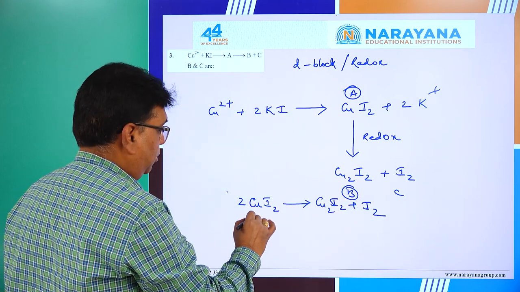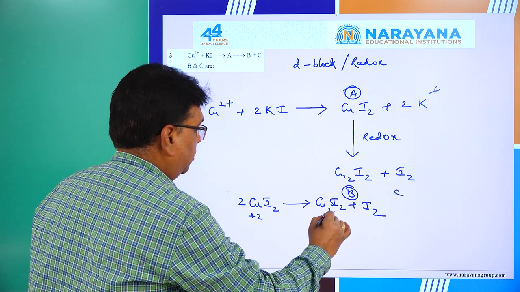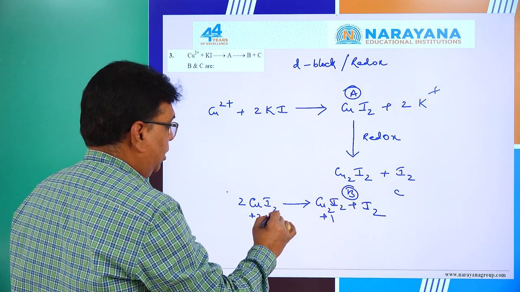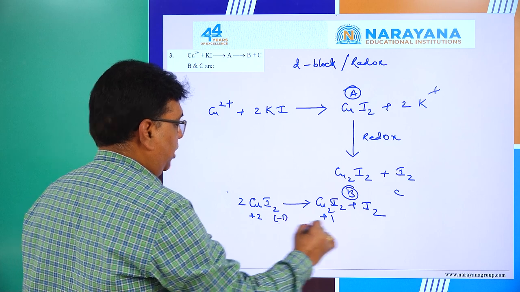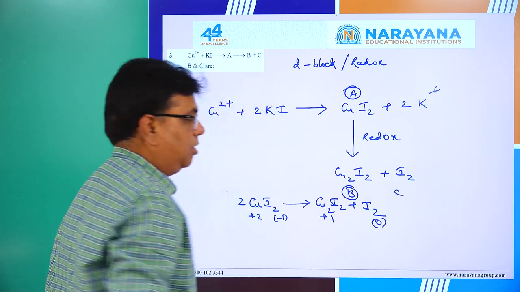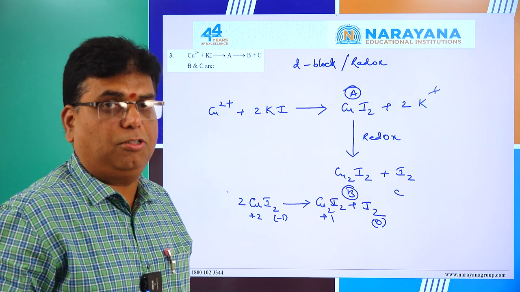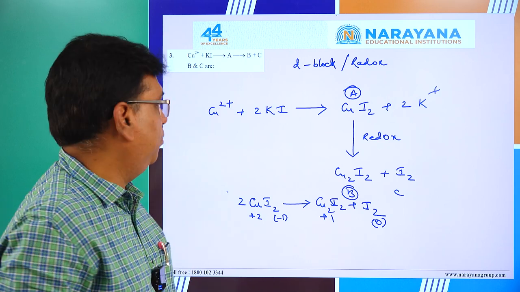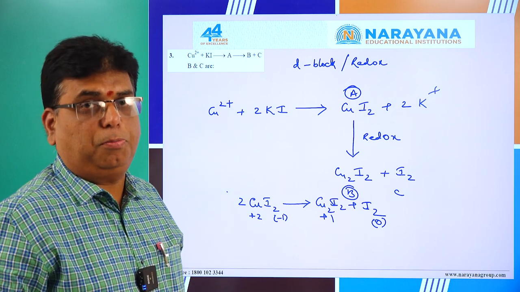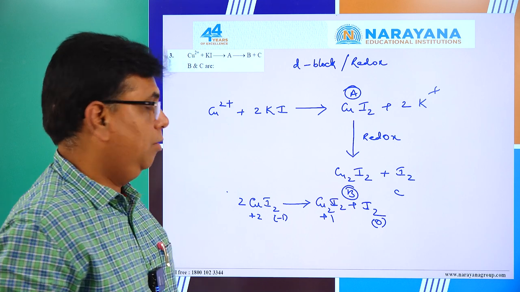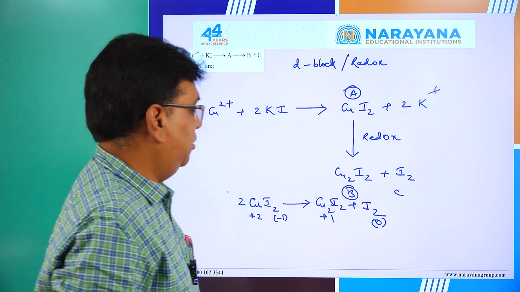Here copper is in plus 2 state, here copper is in plus 1 state, this is reduction. Here iodine is in minus 1 state, here iodine is in 0 state. So that is oxidation. So this is a redox reaction. So it's a part of D block as well as redox, right? Let's go to the next.